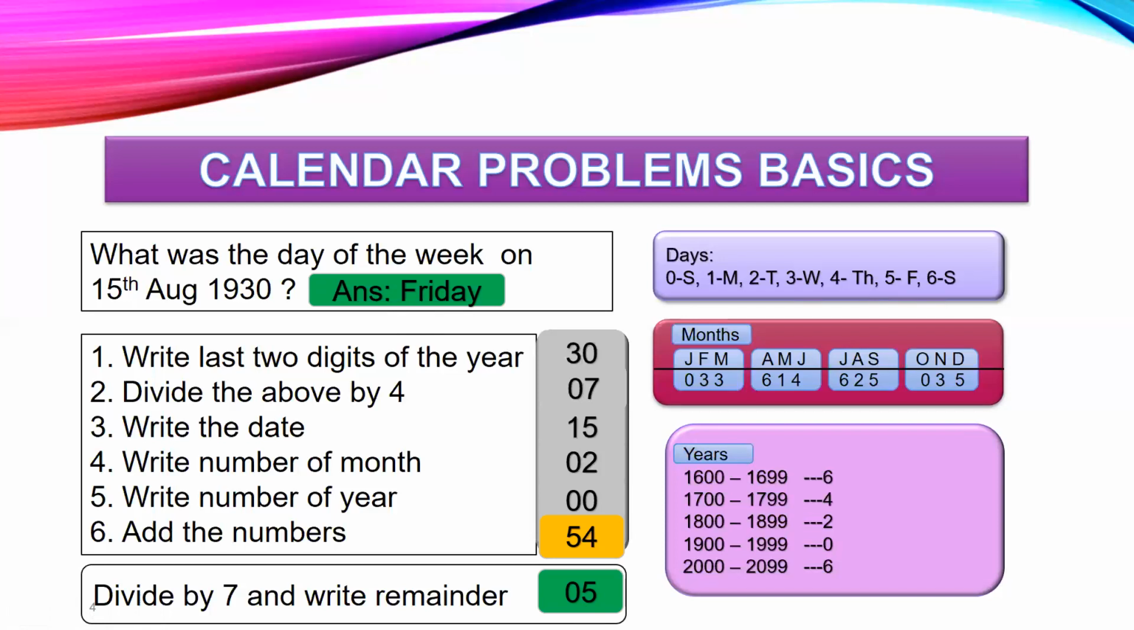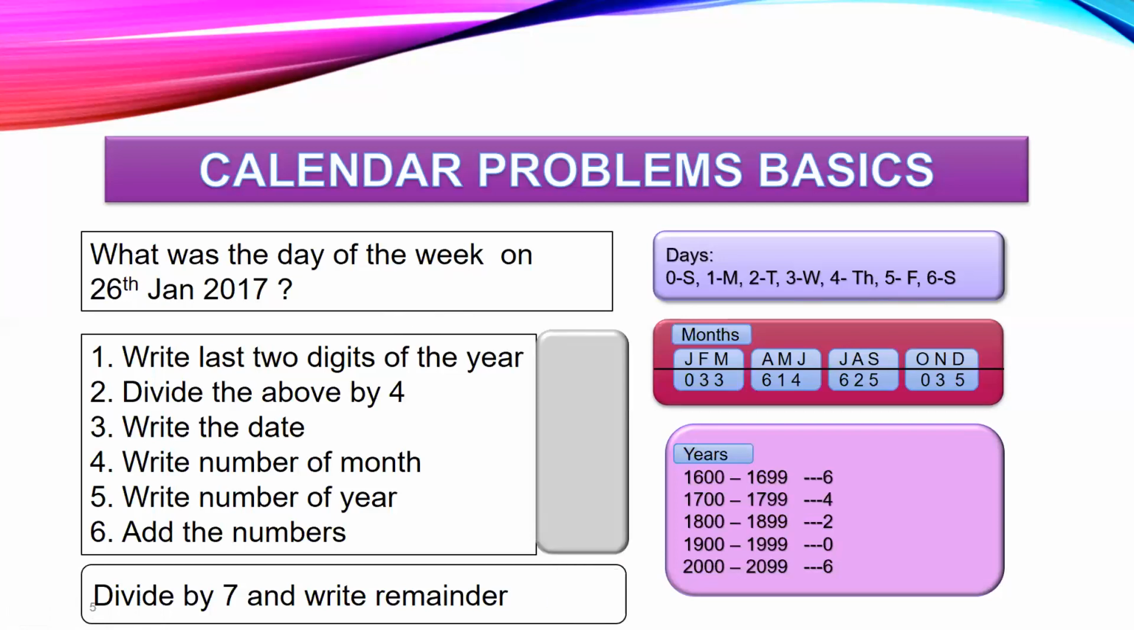Let's take one more example. What was the day of the week on 26th Jan 2017? So again, you have to remember, you have to answer the 6 questions. That is nothing but the first is write the last 2 digits of the year. It's 2017. The last 2 digits is nothing but 17. Divide the above by 4 and write down the quotient. That is nothing but 04. Now, write the date. What is the date given here? It's 26th Jan. So write the date as 26.